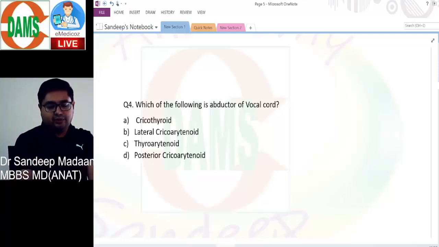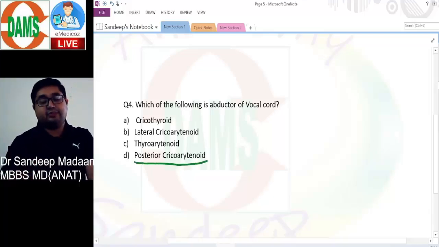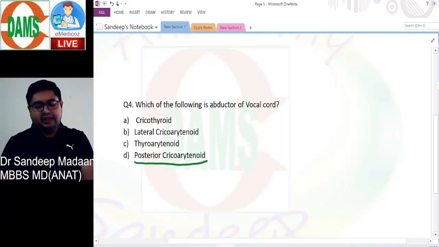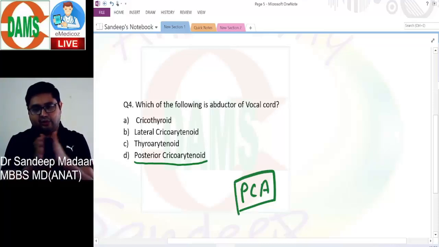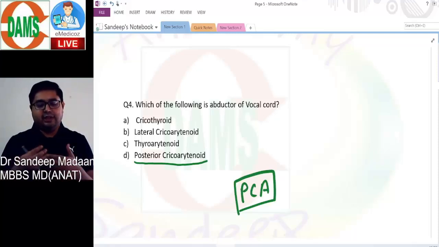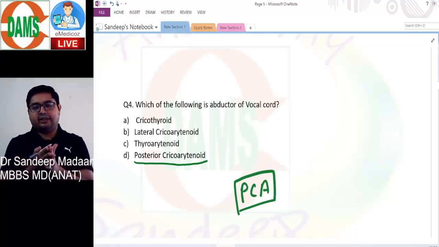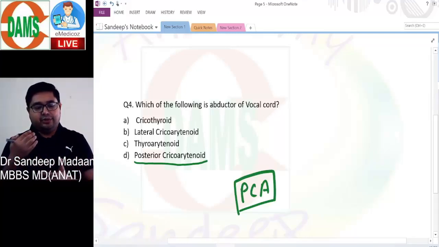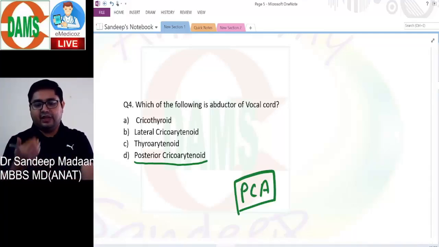The only abductor of the vocal cord is the PCA muscle, that is posterior cricoarytenoid muscle, because it can abduct the vocal cord. If the vocal cords are abducted, through the gap between them the air can pass, and because of that respiration is possible. As I told, to keep the airway patent, the vocal cord also must be abducted. If they are adducted, then the air can't pass through them. So for the same reason, this muscle is called the safety muscle of larynx. So we have discussed the safety muscle of tongue and the safety muscle of larynx, right?